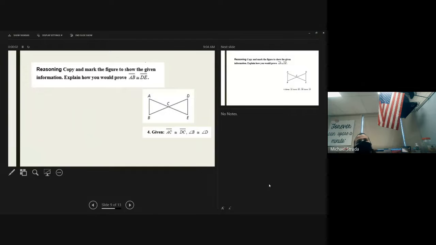All right. So, copy and mark the figure to show the given information. Explain how you would prove AB is congruent to DE. So, for number 4, they say AC is congruent to BC, and angle B is congruent to angle B.